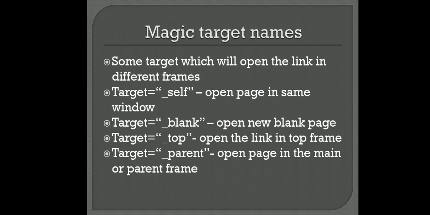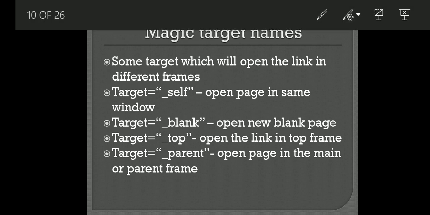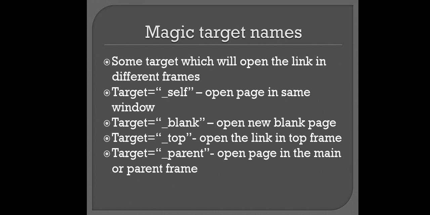And then the magic targets, the main four magic targets we should know. Target means which page should be gone to. If you give the target as self, it will open within the same window. If you give the target as blank, it will open on a new blank page. If we give the target as top, it will open to the top of the frame. And if you give parent, it will again go to the home page, that is the main page from where it is linked.